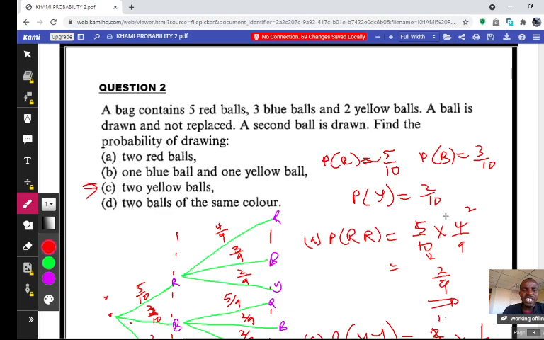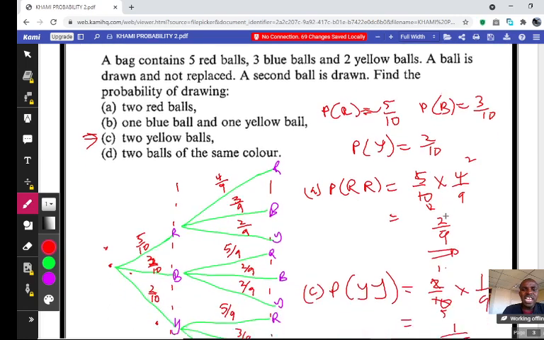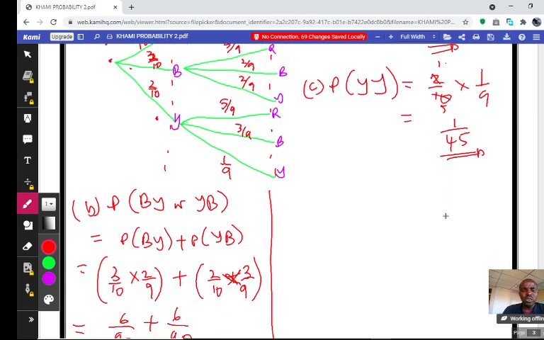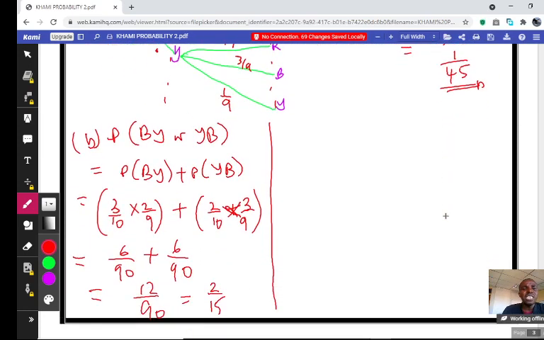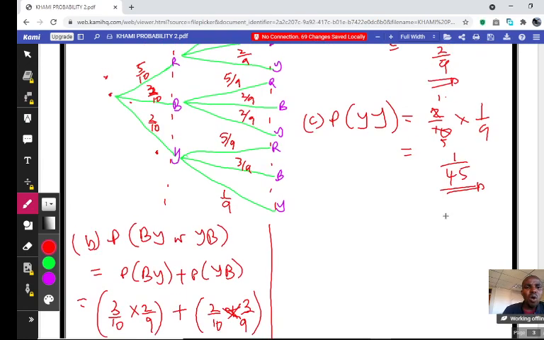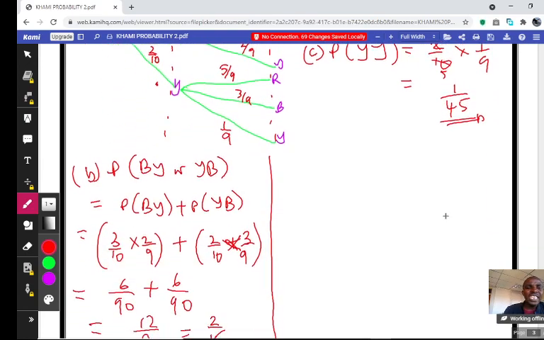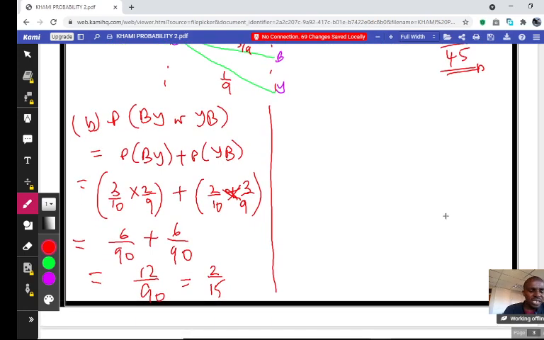Right, then the last part reads: find the probability of drawing 2 balls of the same color. If they are of the same color, in this case there is no order. Please take note of that. They must be of the same color, so either they can be red or blue or yellow. So there are 3 different outcomes in this case.